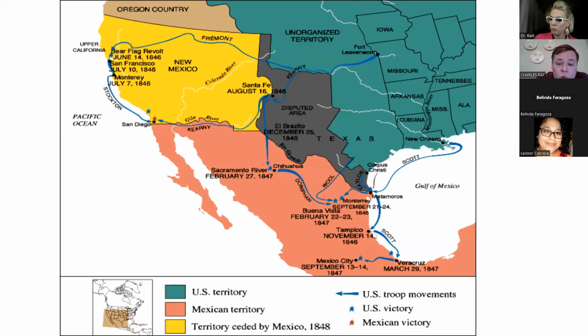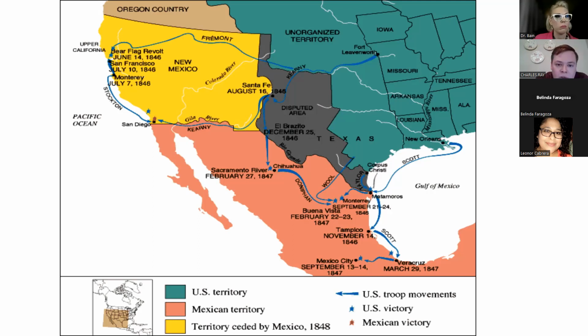One of the big problems, of course, is just the border of Texas. According to Mexico, the border of Texas was the Nueces River. According to Texas, it was the Rio Grande. You can see that whole gray area, the disputed area, is the land in dispute between Texas and Mexico. So it's quite a chunk of area.